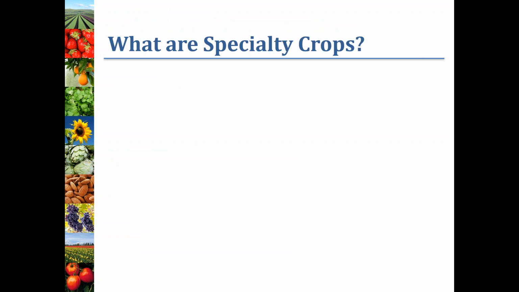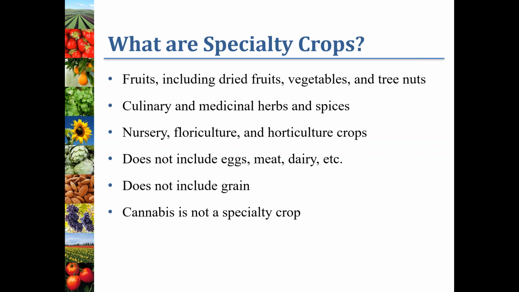So, what are specialty crops? Specialty crops are defined as fruits, including dried fruits, vegetables, and tree nuts, culinary and medicinal herbs and spices, and nursery, floriculture, and horticulture crops. Funds must not benefit non-specialty crops such as dairy, livestock, or other ineligible commodities.